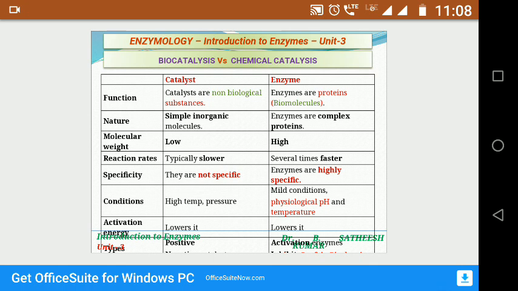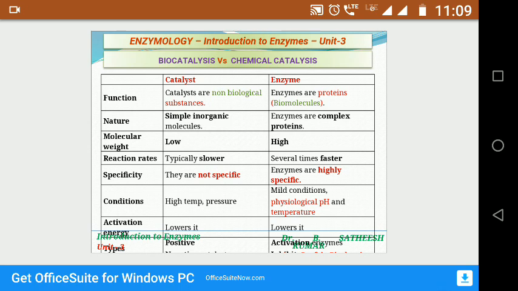Above or below this 37 degrees centigrade physiological temperature, what happens? That will drastically affect the health, seriously affect the health of the individual. So therefore, whatever reaction takes place inside that human being should happen at that temperature only. So that is why enzymes are capable like that. They can carry out their own reaction within the range of physiological conditions. So that is the importance of enzymes.